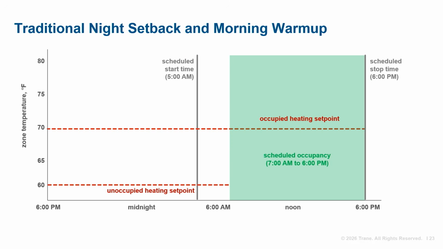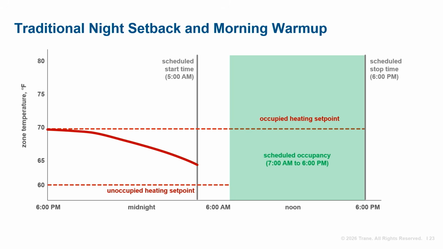Next, Greg will review optimization strategies regarding system startup. First, let's start with how a building traditionally works to prepare the space for the occupants. During hours when the building is expected to be unoccupied, the HVAC system is typically shut off and zone temperature is allowed to drift away from its occupied set point, often called night setback. The green shaded region indicates the scheduled occupancy period between 7 a.m. and 6 p.m. The system shuts off at 6 p.m. And because it's cold outside, the zone temperature cools down overnight.